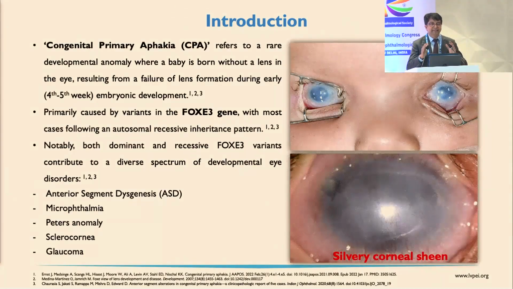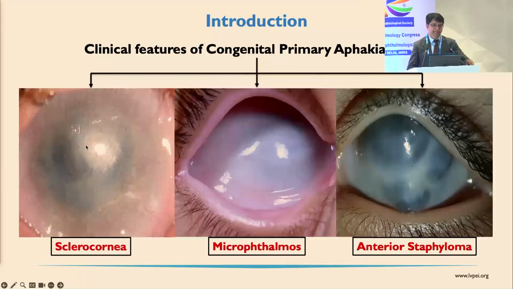We all know congenital primary aphakia is a rare anterior segment pan-ocular abnormality. It has a single gene, the FOXC3 mutation, and in South India where consanguinity is very prevalent, they can have a plethora of ophthalmic complications. They do have CNS complications, but that is beyond the relevance of this particular talk.